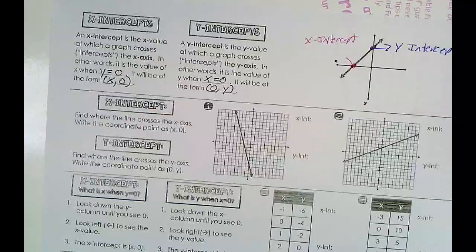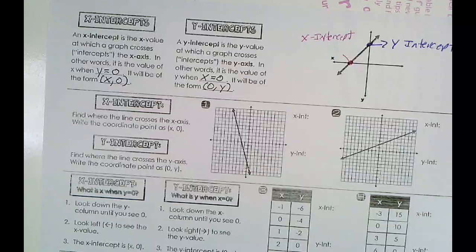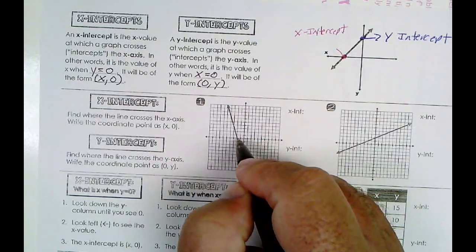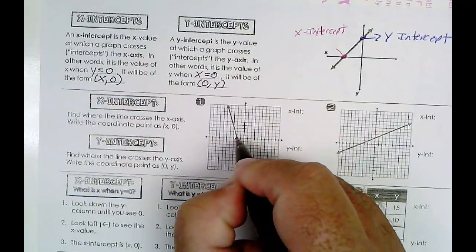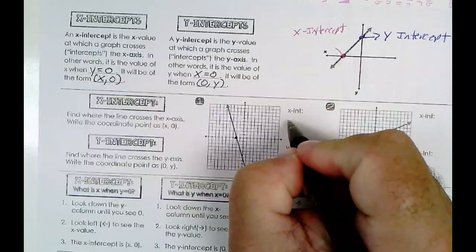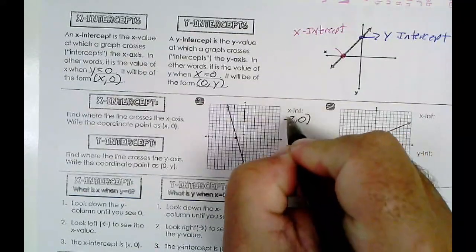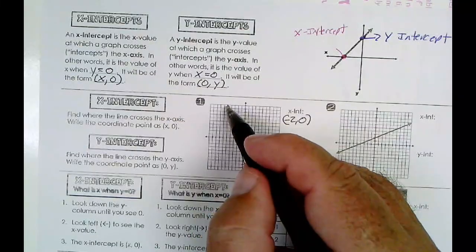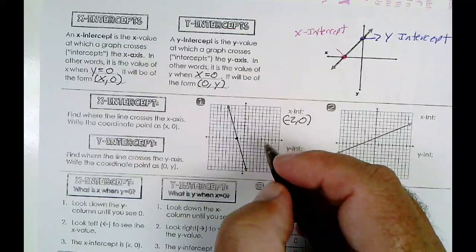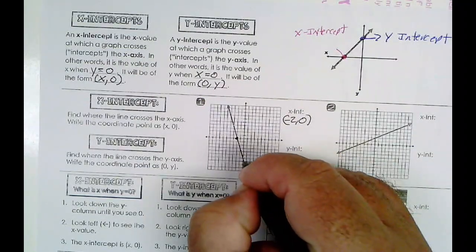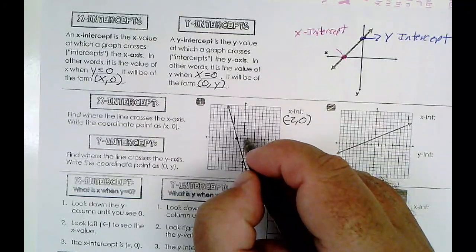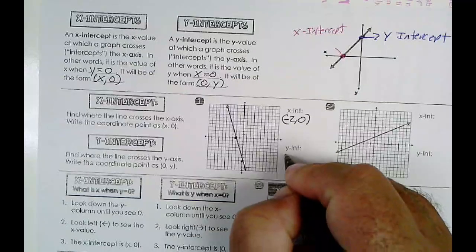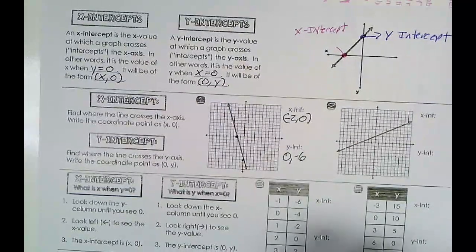So when we look at a graph, find where the line crosses the x-axis and write the coordinate pair. So when we look here, we look at our origin. Where does it cross the x? 1, 2. So it crosses right here, at -2, and my y value is 0. Where does it cross the y-axis? We start from left to right, we go until it crosses the y, about here. So we count 1, 2, 3, 4, 5, 6. It goes down 6, so it's 0, -6. That is our y-intercept.